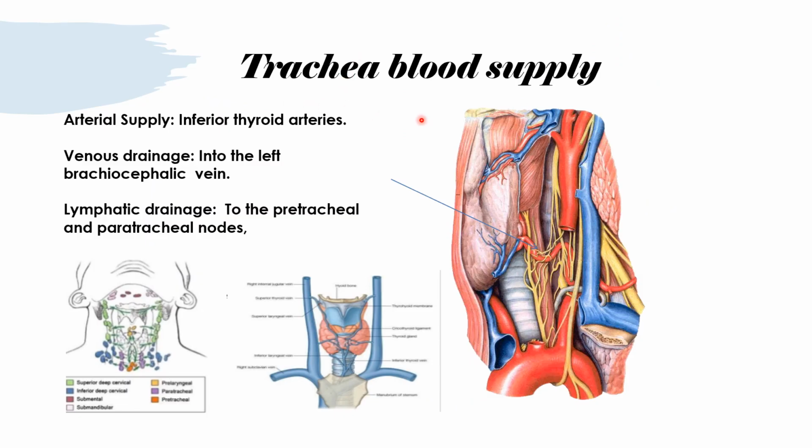Now coming to the blood supply of the trachea, arterial supply: it is supplied by inferior thyroid arteries. As you can see in this diagram, the inferior thyroid artery is a branch from the thyrocervical trunk. Then the venous drainage: the venous blood from the trachea drains into the left brachiocephalic vein. Lymphatic drainage: the lymphatics from the trachea drain into the pretracheal and paratracheal lymph nodes, as you can see in this diagram.